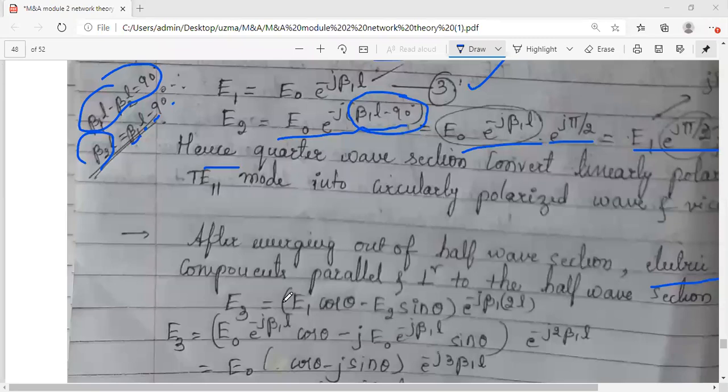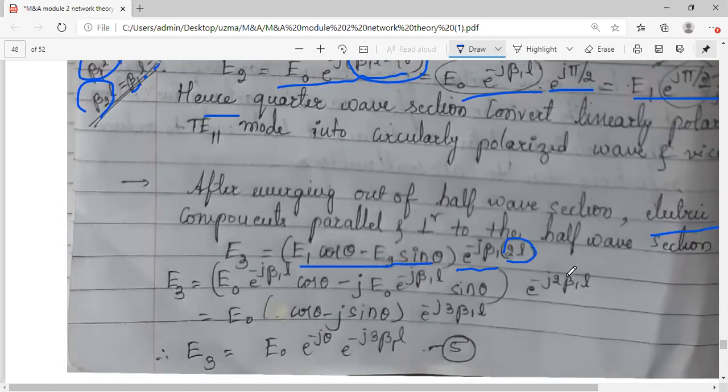Okay, this is your amplitude. And a wave is traveling, so obviously it will have a certain phase. So it is e raised to minus j. Assume beta 1 and beta 2 are the same, beta 1 and beta 2, but the length this time is 2l, because the length of the lambda by 2 plate is double, it is 2l.